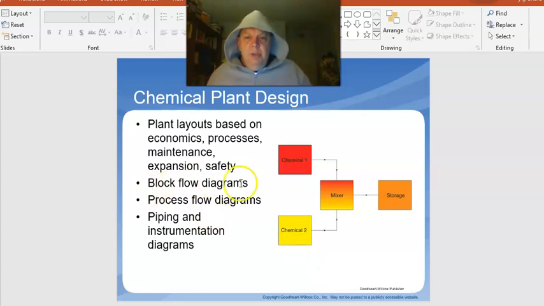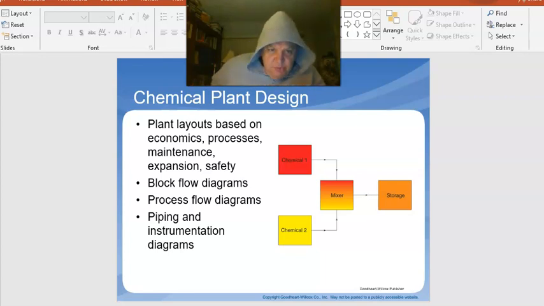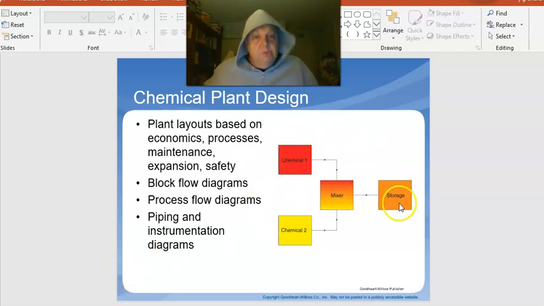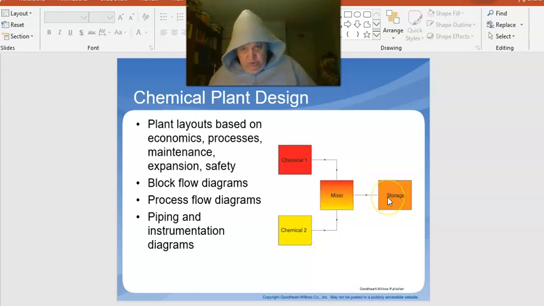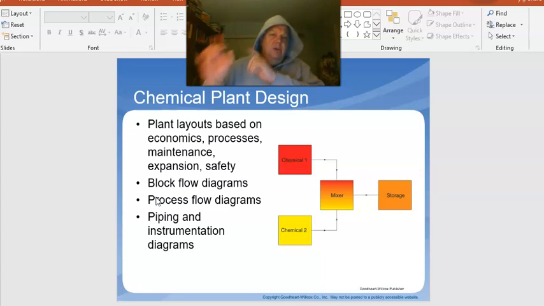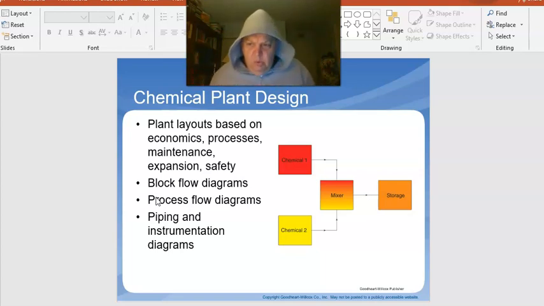Now, there are also block flow diagrams. Sorry, little interruption there. Looking at the block flow diagram, this is what you guys are seeing here. You've got blocks and it flows. Pretty straightforward, right? So, a simple idea: chemical 1, chemical 2, combine them in a mixer, and we put it in storage. Now this also works with process flow diagrams, and we sort of covered that in an earlier chapter, so I'm not going to worry about it too much here.